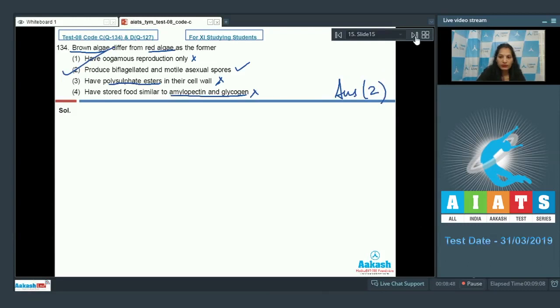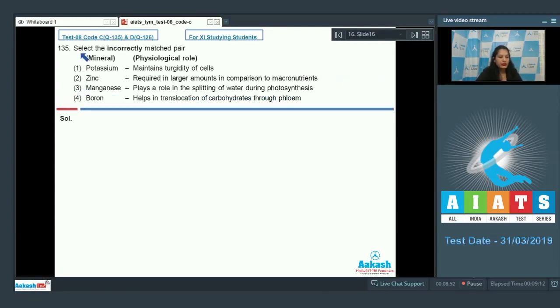Let's move to the next question. Question number 135. Select the incorrectly matched pair. First option, potassium maintains turgidity of cells. Second, zinc required in larger amounts in comparison to macronutrients. Third, manganese plays a role in splitting of water during photosynthesis. Fourth, boron helps in translocation of carbohydrates through phloem.